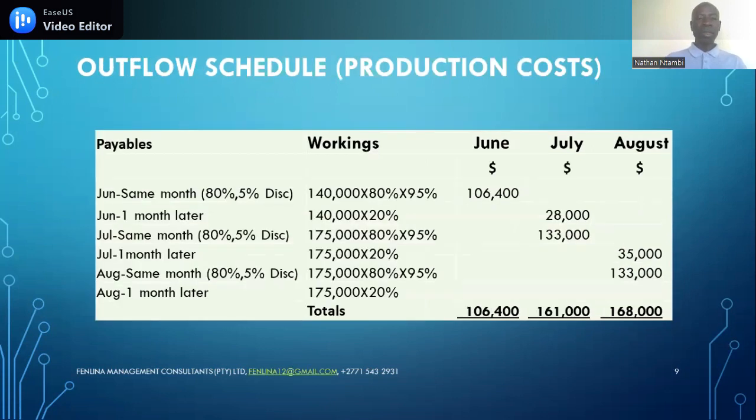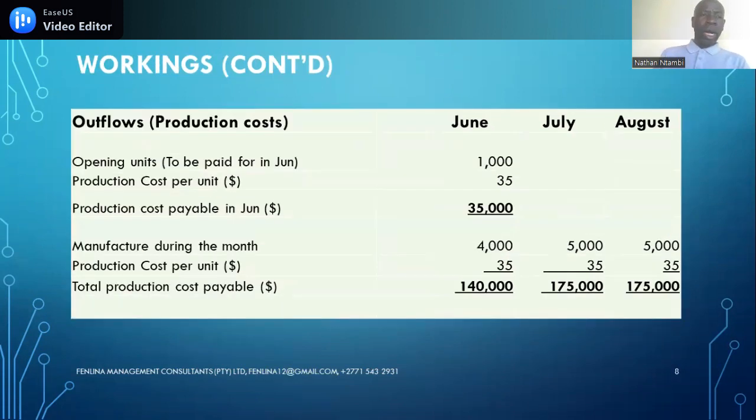Then the payables for the purchases for June, July, and August are also going to be subject to discount. Our outflows are going to be opening units, which has to be paid for in June, 1,000 times 35, which gives us 35,000. Then the manufacture for June, July, and August of 4,000, 5,000, and 5,000 times 35 US dollars. The outflows in terms of production costs for June, July, and August are going to be as follows.